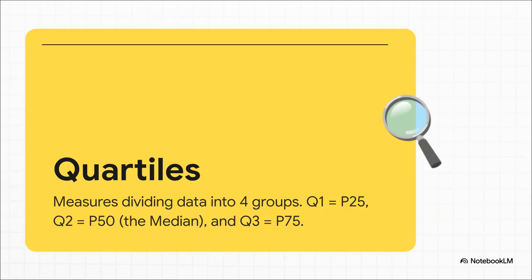Now, that 25th percentile is so important it gets a special name, the first quartile, or Q1. Quartiles are just the most famous percentiles. They slice the data into 4 equal quarters. Q1 is P25, Q2 is P50, which you might remember is also the median, and Q3 is P75.